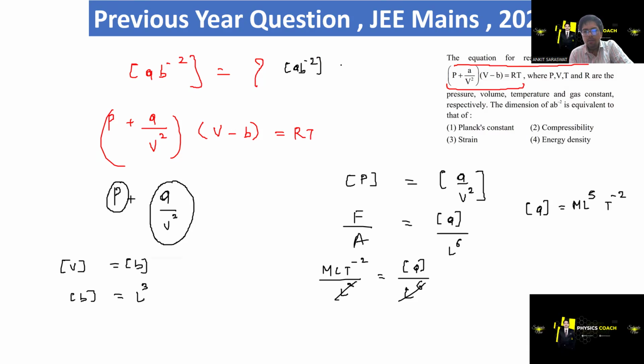Like this: dimension of a times dimension of b to the power minus 2. The dimension of a will be ML⁵T⁻². Clear? Dimension of b to the power minus 2 is L⁻⁶. So what we get is ML⁻¹T⁻².